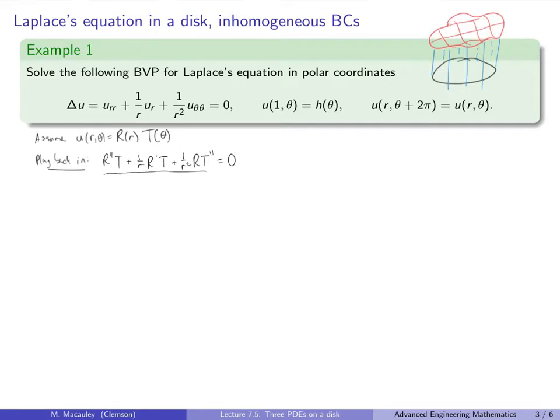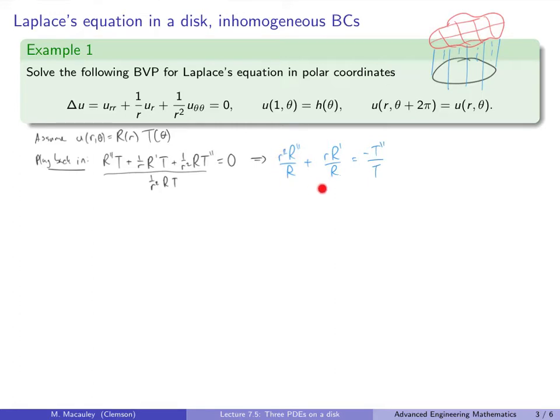Now let's divide both sides by 1 over r squared R T. I don't need to do that on the right because we have 0. Let's do it term by term. The first term gives us r squared R double prime over R. Then the second term is r times R prime over R. And then for the last term, the r's and r squareds cancel, so let's move the T's over to the right hand side, and we get this equals negative T double prime over T.